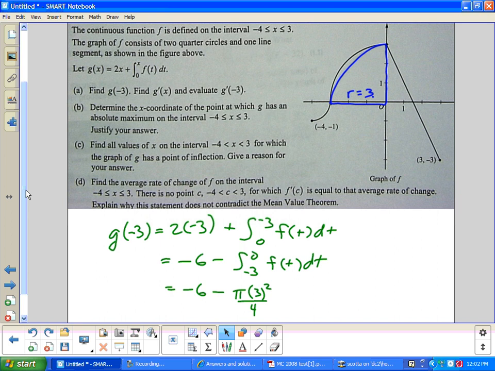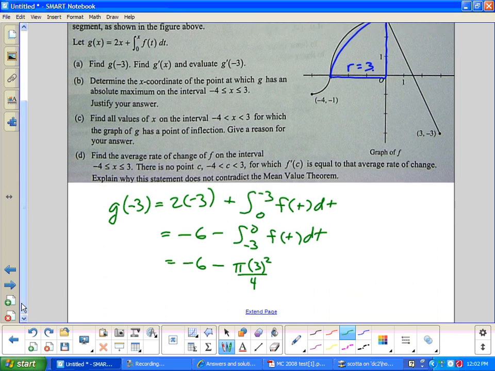So g of -3 is -6 minus 9/4 pi. And there's no units here, so I'm sure that's a point.